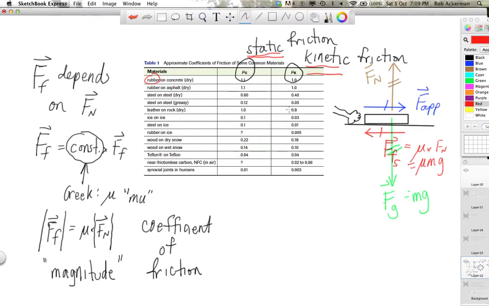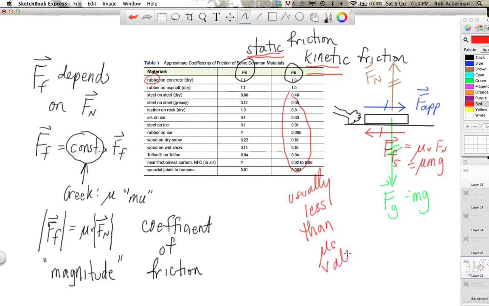Looking back at the data table here, you can see if you compare the mu values for the same situation, like rubber tires on concrete, static 1.1, kinetic 1.0. Look at steel on steel, 0.6 for static, 0.4 for kinetic. Look at, for example, wood on dry snow. So think about a snowboard or skis made of wood going over the snow. 0.22 for static, but the kinetic values always seem to be less than the static values.